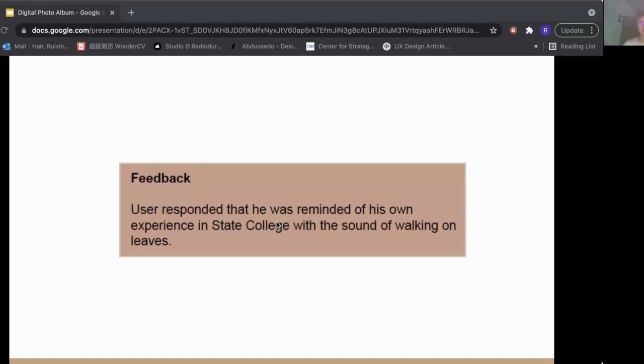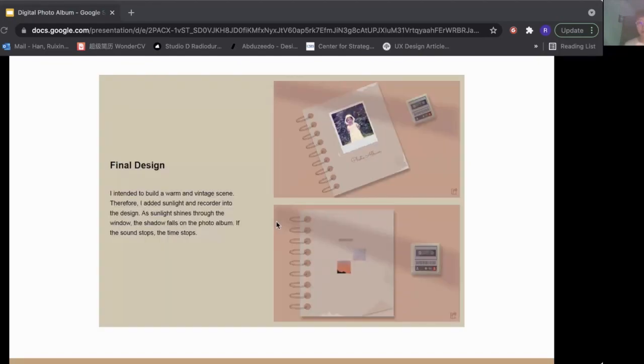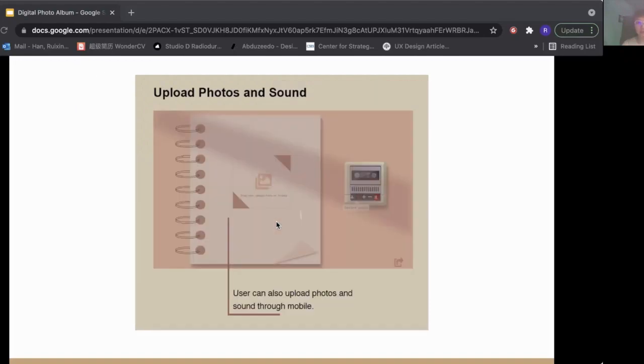But I also found other issues, like the transition from one interaction mode to another is not really usable and inclusive. So I finally edited all those corrections and formed this final design, where I want to have a sunlight shine on the photo album, and when the sound stops, the time stops.